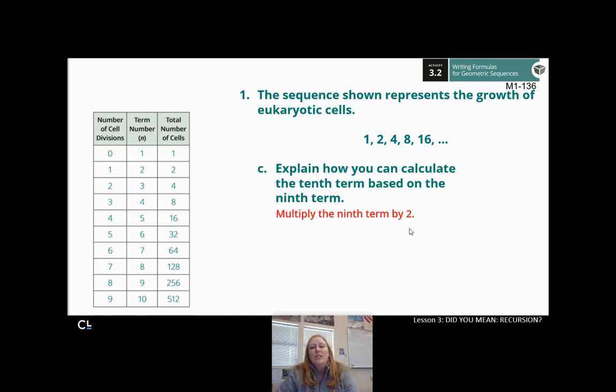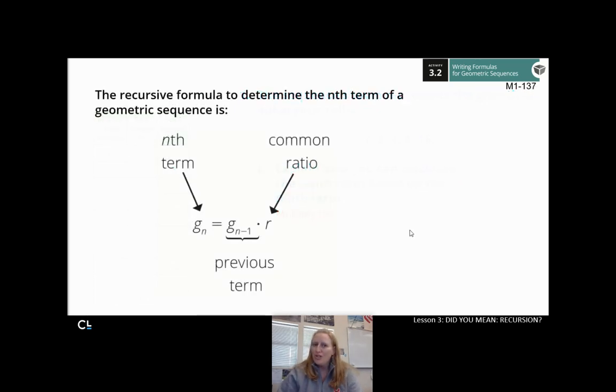And of course, this takes us to the recursive formula for a geometric sequence. Now, it's a little different than our arithmetic formula. Our arithmetic formula was adding our common difference, because it was arithmetic. But this is geometric, where we're multiplying by our common ratio. That's what makes it geometric, is multiplication. So if I want to find the nth term, I need to find the term right before it, g sub n minus 1, and multiply it by my common ratio.